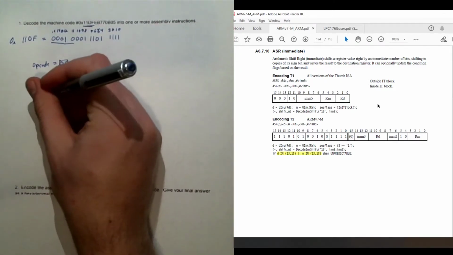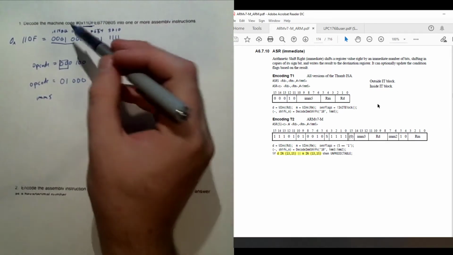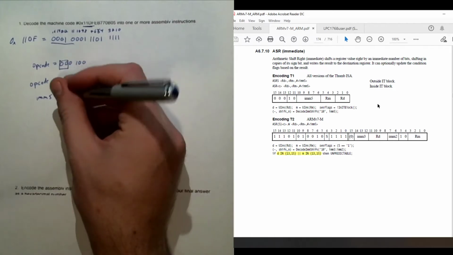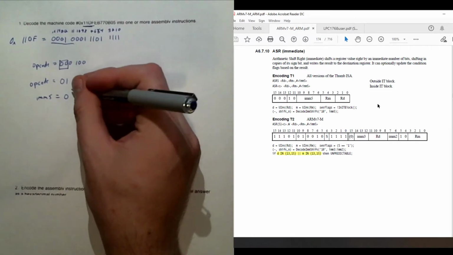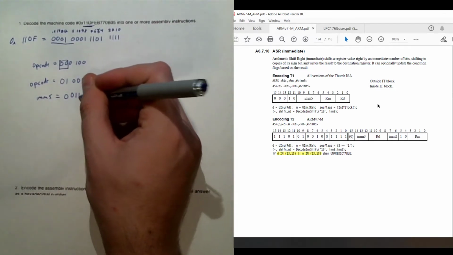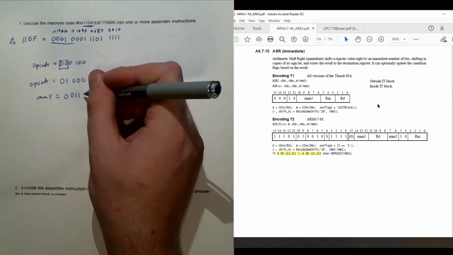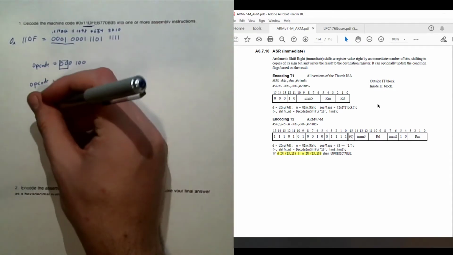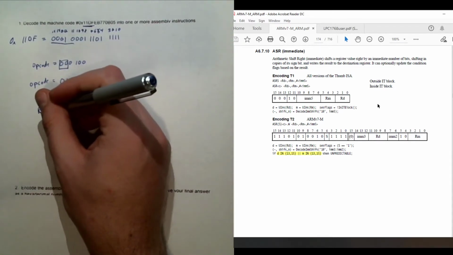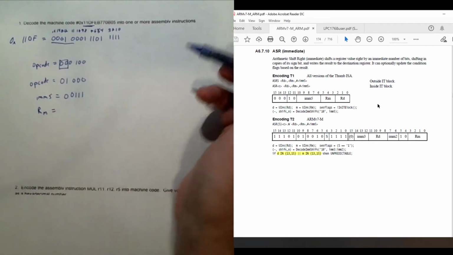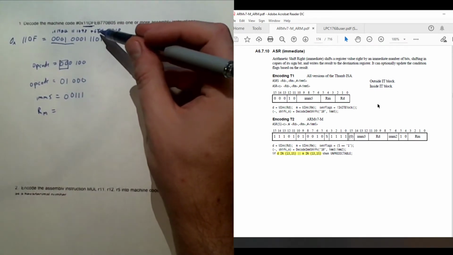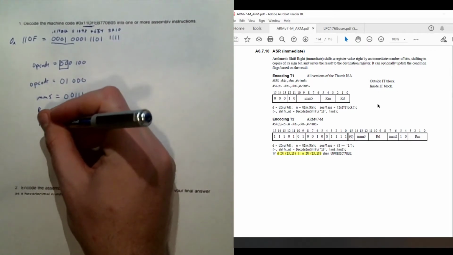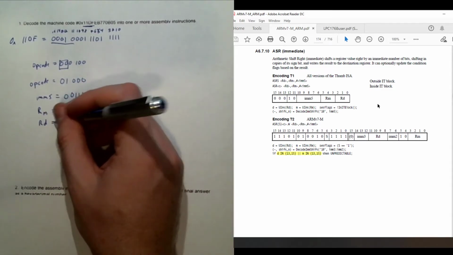Now I have to find M5, RM, and RD, and that's going to tell me what this instruction is. So M5 is bits 10 through 6. So I'm just going to read those off. It's going to be 0, 0, 1, 1, 1. So bits 10 through 6 there. Then I have RM. RM is the next 3 bits. That's bits 5, 4, and 3. So 0, 1, 1. And then we have RD is the last 3 bits, which are 1, 1, 1.